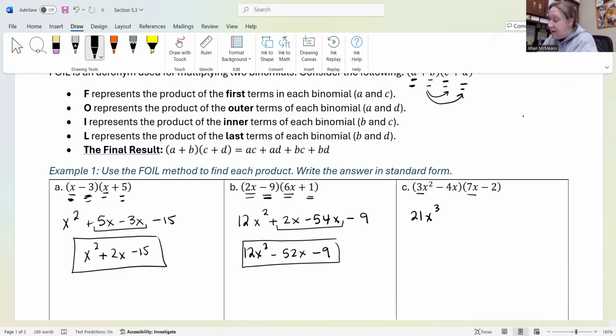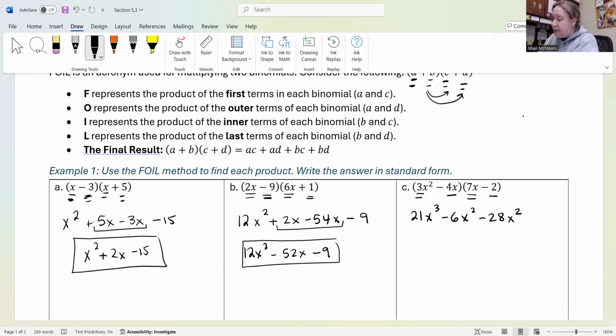We want to look at the outer terms now. So that's going to be 3x squared times negative 2. 3 times negative 2 is negative 6. And there's no other variable factor to combine with the x squared. So we just bring the x squared down. All right. We are now on the, let's see, first outer inner terms. So that's going to be the negative 4x times 7x. So negative 4 times 7 is negative 28. And then x times x, again, product rule, we keep the base and we add the exponents.